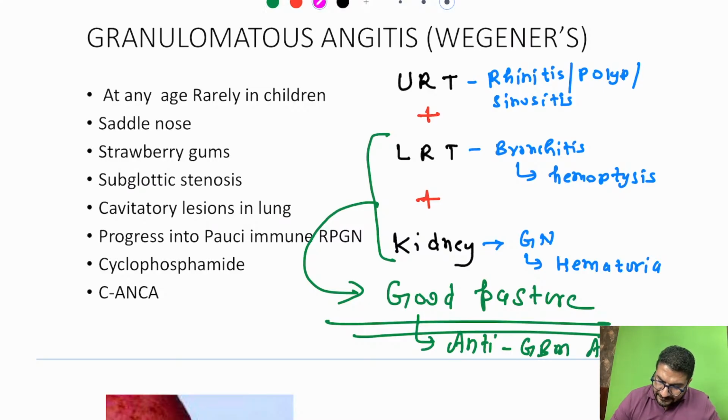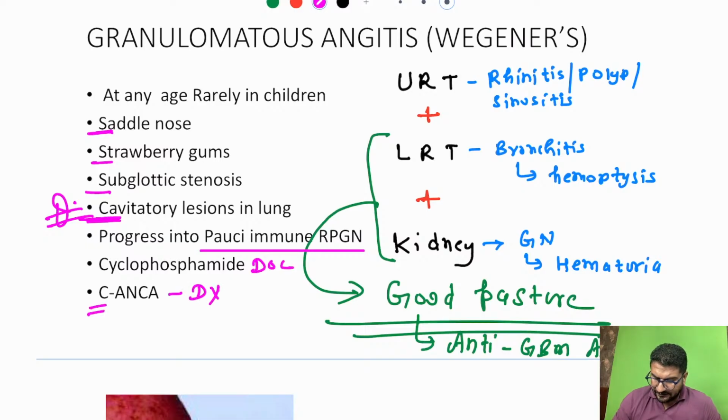But if you see all these three features, that is called Wegener's. So Wegener's देखो, saddle nose, you can see a depression in the nose, strawberry gums, cavitatory lesion, this is the hint in the MCQ. Pauci-immune RPGN means RPGN type of glomerulonephritis. And in treatment, drug of choice will be cyclophosphamide. Diagnose करने के लिए क्या चाहिए? c-ANCA. So Wegener's की स्पेलिंग को मैं Wegener's कर दे रहा हूँ. Look at the screen. C for c-ANCA, C for cyclophosphamide, simple.